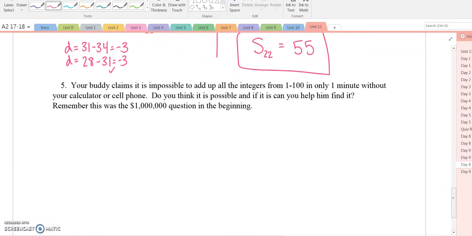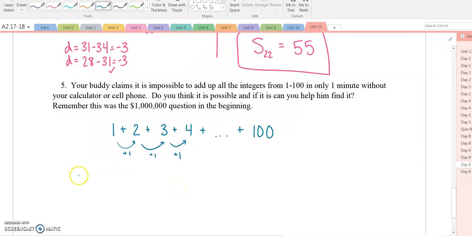So in number 5, your buddy claims it is impossible to add up all the integers from 1 to 100 in only 1 minute without your calculator or your cell phone. Do you think it's possible? And if it is, can you help him find it? Remember, this was the $1 million question in the beginning. So all the integers from 1 to 100, that's like the sequence 1 plus 2 plus 3 plus 4, etc., all the way up to 100. And you should notice that this is an arithmetic sequence because you're just adding 1 every time.